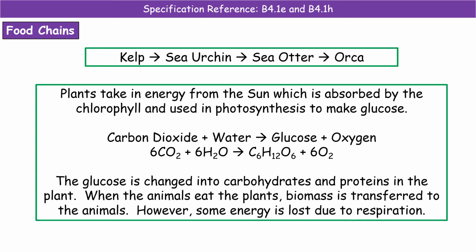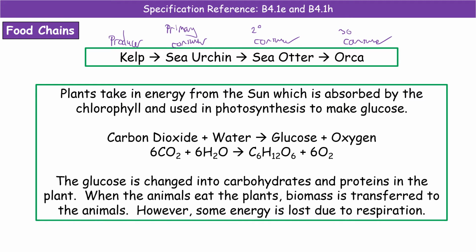That leads us really nicely onto our food chains. Now, food chains are something we should be really familiar with from lower down the school. Hopefully we remember that when we write a food chain, then we start off at the beginning with the producer. So in this case, our producer is kelp. We then have our first consumer, which we refer to as the primary consumer. Then we come along to the secondary consumer, and then we come to the tertiary consumer.